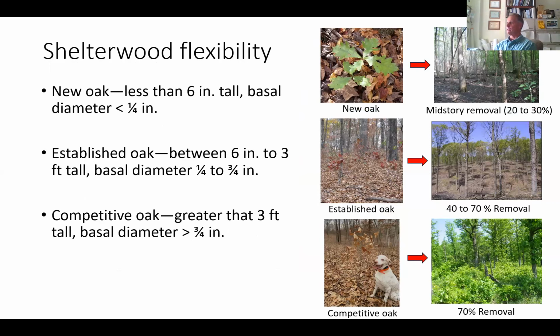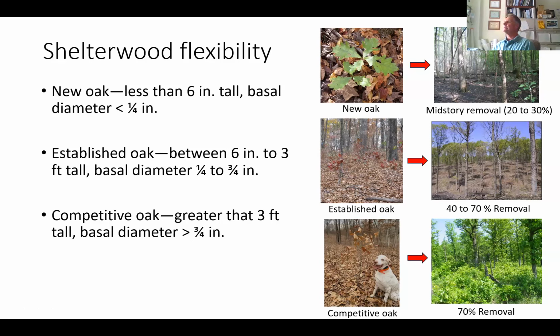And to do that, I'm going to refer to our new oaks, which are less than 6 inches tall. These are our recent germinates. They tend to have a basal diameter, or a stem diameter, of about 1/4 of an inch. So they're very, very small. If we have a high number of new oaks in our stand and not many larger ones, what we might do with our shelterwood is something that resembles a midstory removal, where we take out about 20 to 30% of the stand, thinning from the smallest diameters up to the larger, and pretty much just removing the mid and understory.